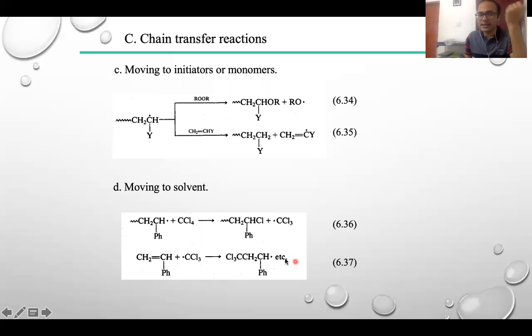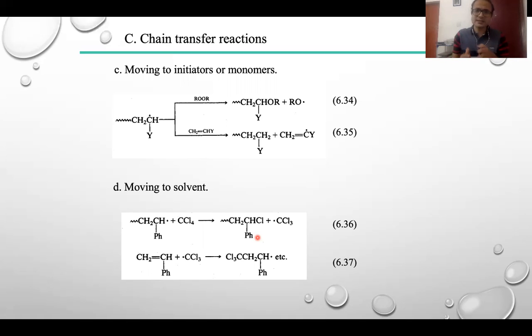Okay, so these are the different ways in which the chain transfer reaction can happen. It can happen via transferring to another polymer chain. It can happen by transferring to itself somewhere in the middle of the chain, or it can happen by transferring the radical to a free radical initiator, or to a monomer, or to a solvent itself. Okay, so these are the various ways in which chain transfer can happen.